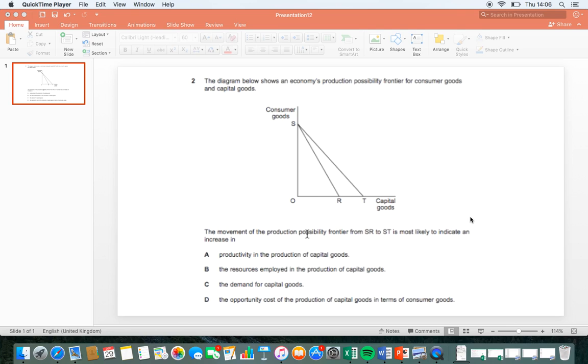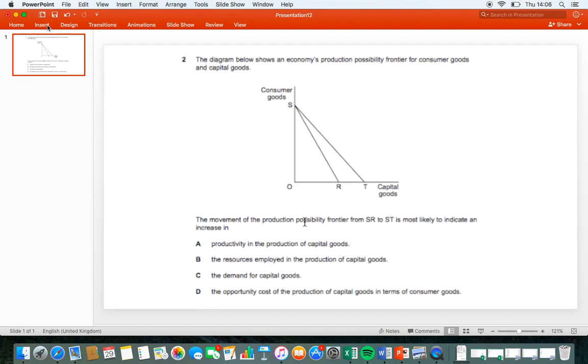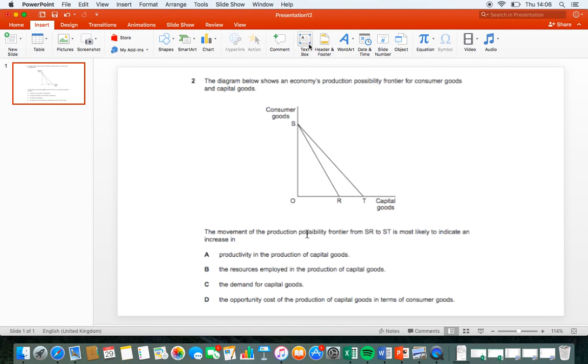So I just want to show you now why D, the opportunity cost of the production of capital goods in terms of consumer goods, isn't increasing as the production possibility frontier has moved from SR to ST. Okay, I'm going to show you that just by showing you different points on the curve.